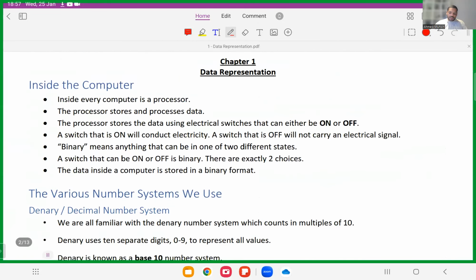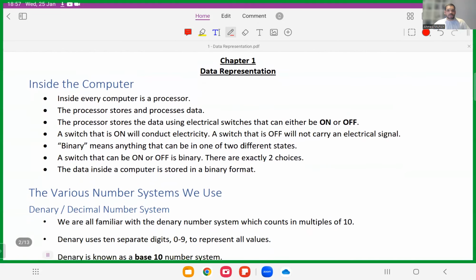When you come to the next page, it talks about what's happening inside your computer. Over here it says inside every computer is a processor. By now you should know the function of a processor. The processor accepts input and then gives you output, or the processor converts data into information.